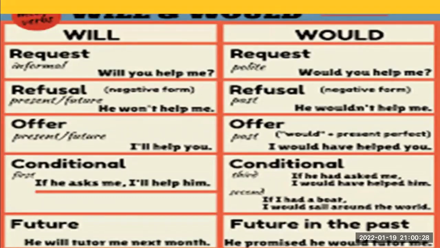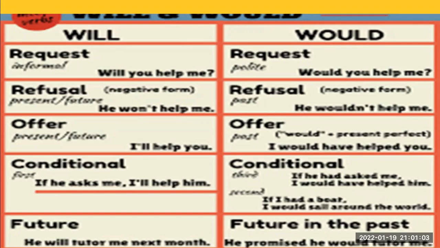All right, so let's now look at other uses of will and would. Now, these are common ones. Requests, you can use will to make a request. Will you help me? You can use would as well. Would you help me? All right. Would is more polite. It sounds more polite than will. If you want to sound more polite, you use would. Would you help me? Well, in informal situations, you can say, will you help me?